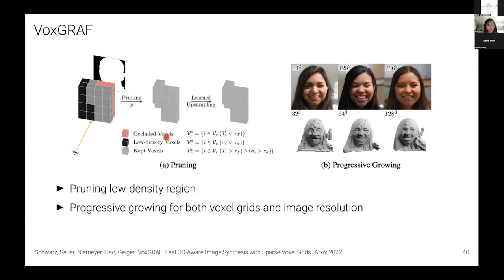During training of VoxGRAF, we use pruning and progressive growing. During pruning, we prune the occluded voxels as well as the low density voxels. During training, we start from the low resolution and progressively grow both the voxel resolution as well as the image resolution.